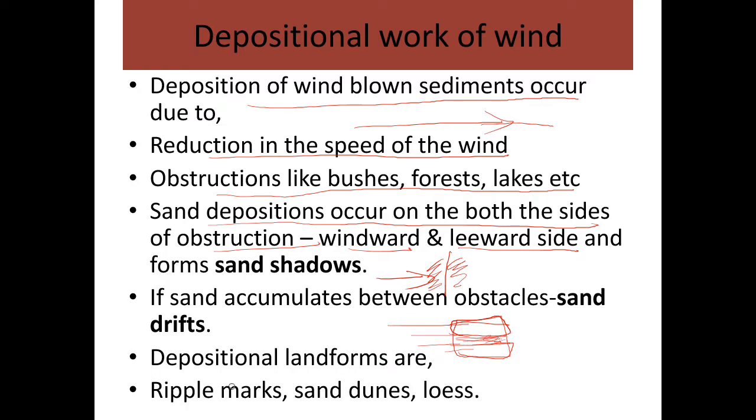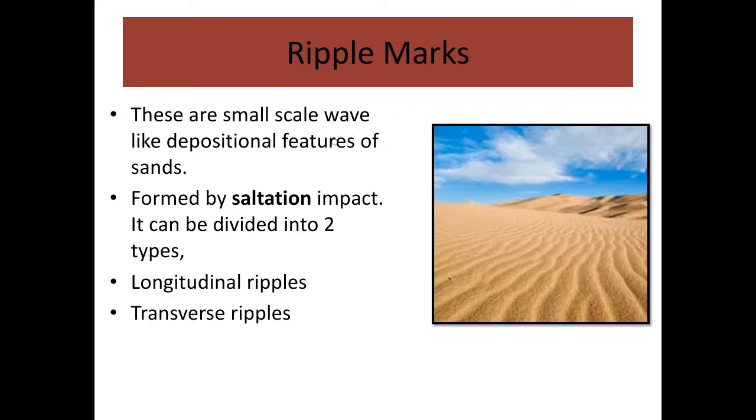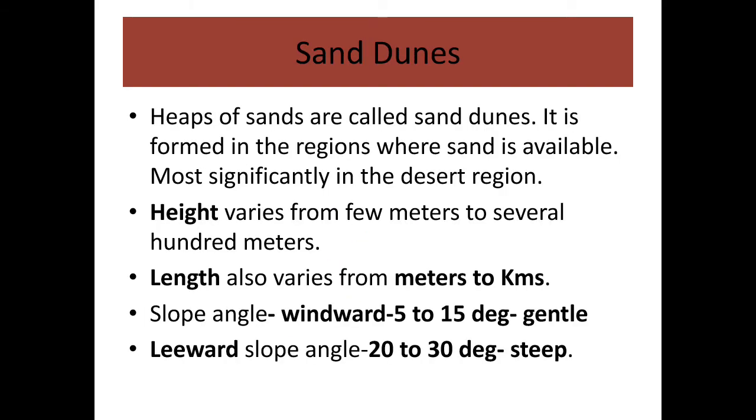Depositional landforms are ripple marks, sand dunes and loess. Ripple marks are small-scale wave-like depositional features of sand formed by saltation impact. Saltation, we know, is the bouncing of materials from one place to another, and it can be divided into two types: longitudinal ripples and transverse ripples. If it is longitudinal in shape, then it is called longitudinal ripples. If it is in transverse shape, then it is called transverse ripples.